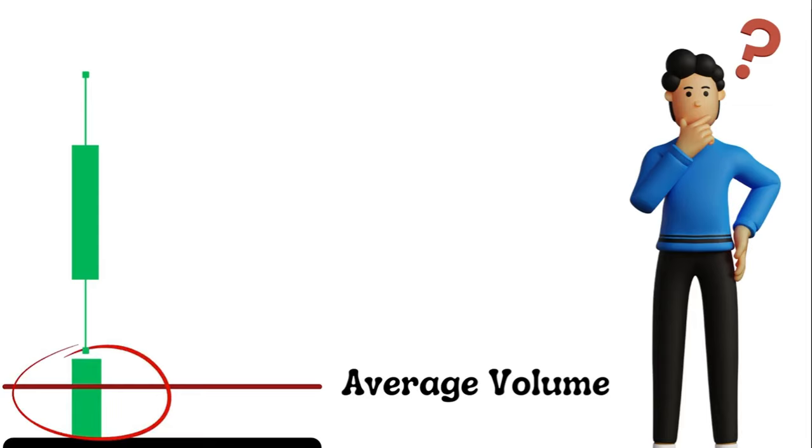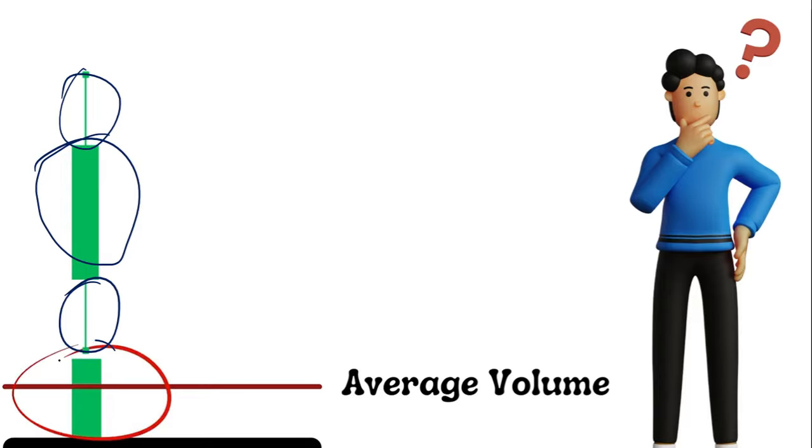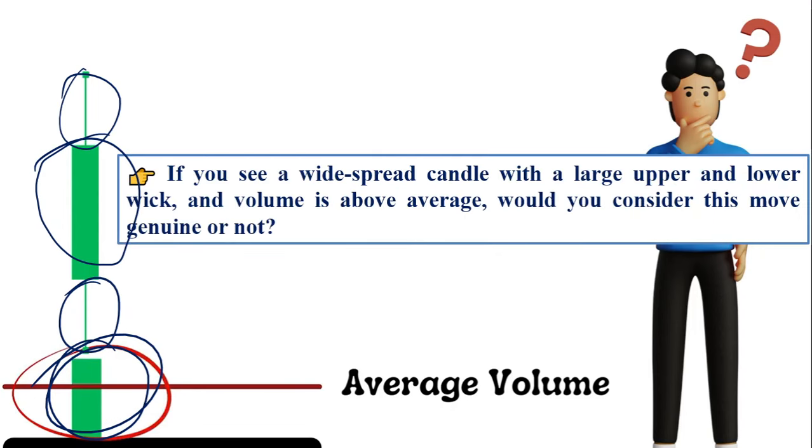Now, a quick question to test your understanding. If you see a widespread candle with a large upper and lower wick, and volume is above average. Just see, this volume is above average. Would you consider this move genuine or not? Think about it and share your answer in the comments so that I can discuss it in the next lecture.